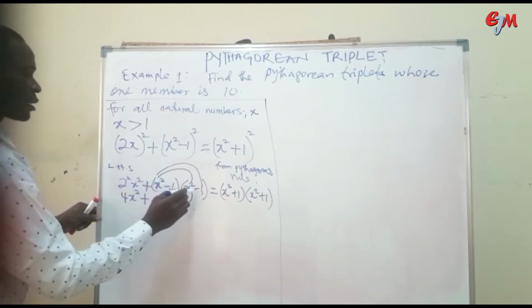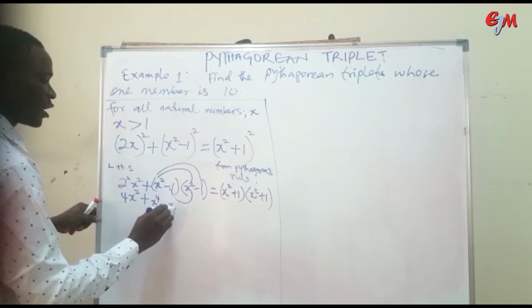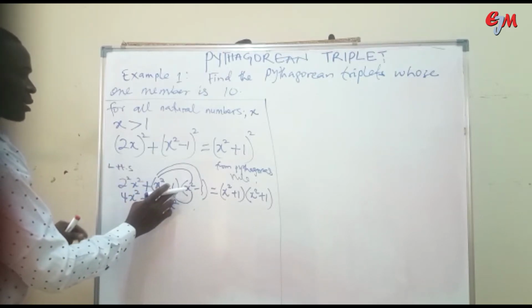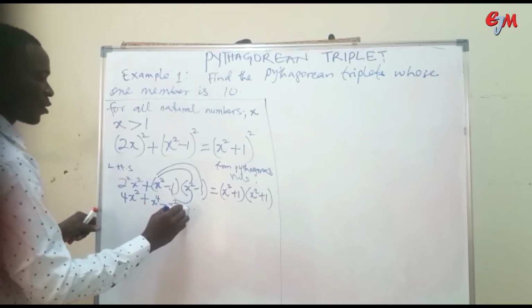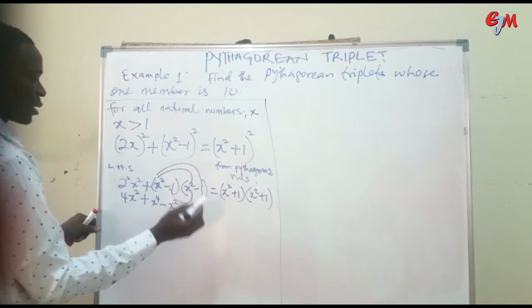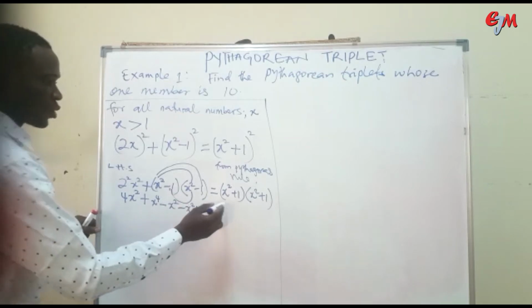Then x squared plus minus 1 now gives you minus x squared. You are done with this. Use this particular one: x times this one gives minus x squared, and 1 times 1 gives us plus 1. You understand now? Equal to your right hand side.